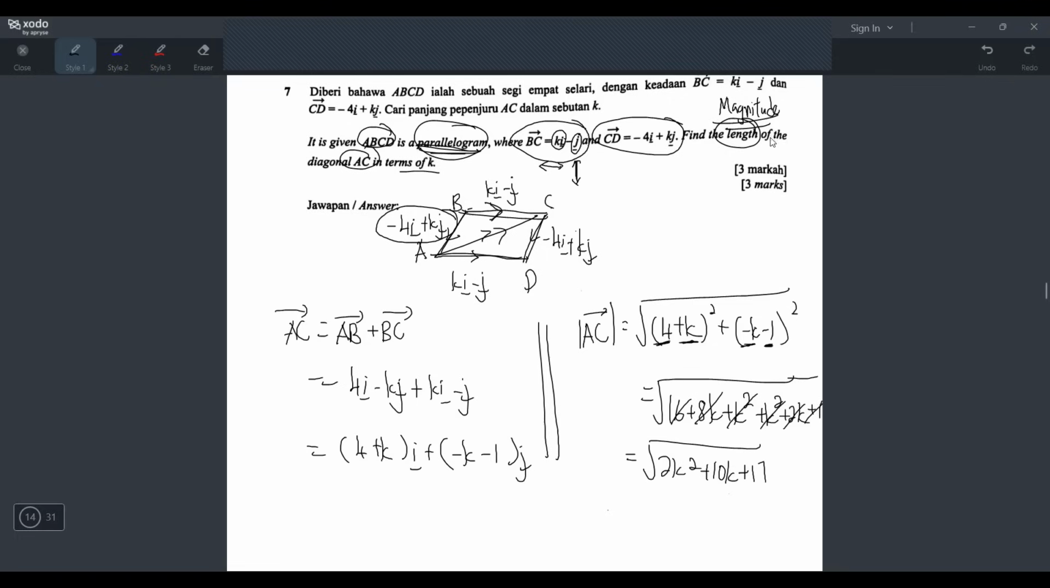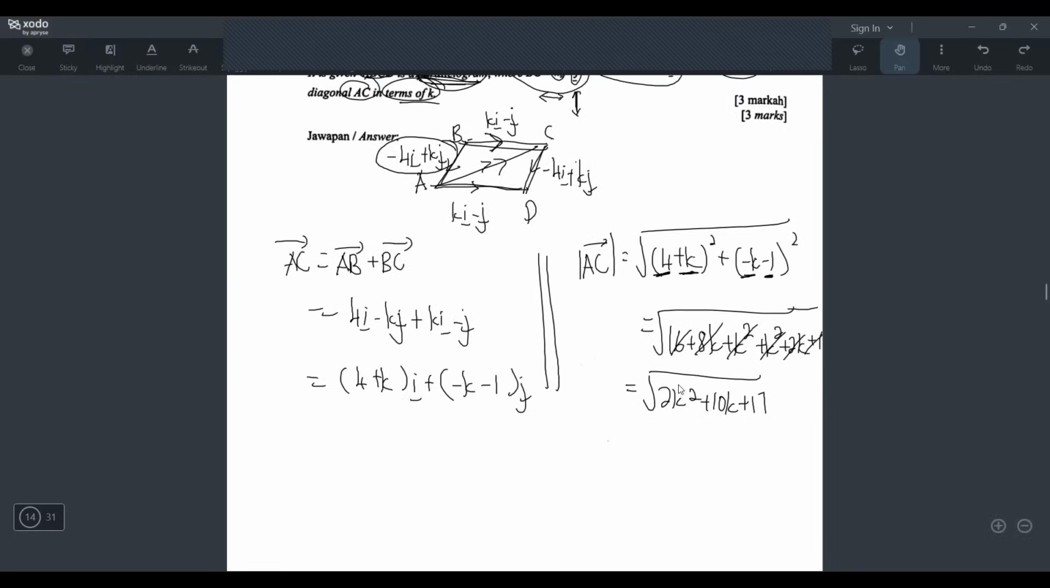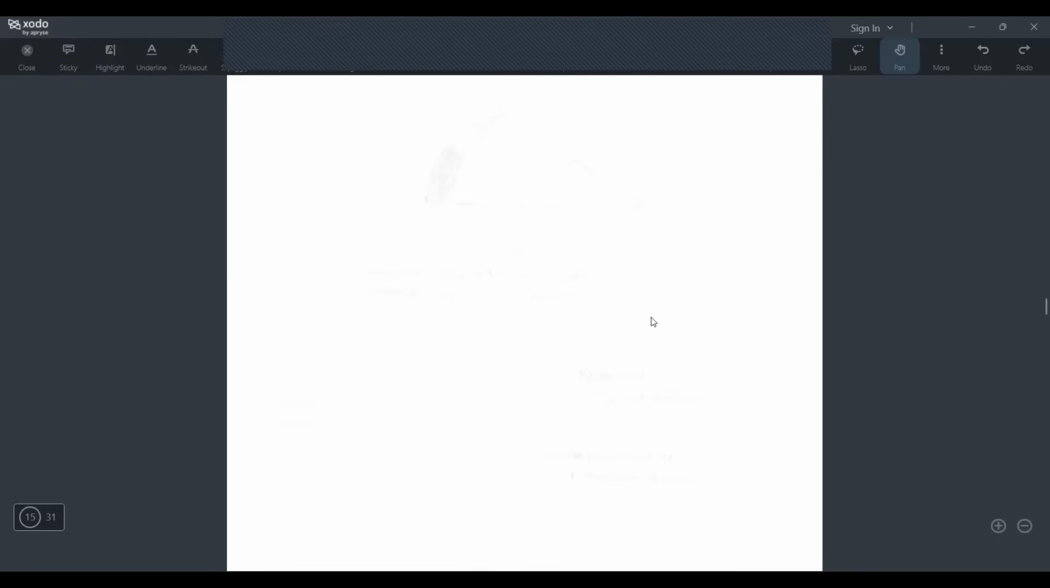Yeah, because they say find magnitude in terms of k, right? And yeah, this is the answer. Because this is the simplest form already. You can't do anything to this. Okay? Even if you can factorize also, I don't think you should do that. So yeah, this is the answer. Okay? So that's all. Yeah, this is the magnitude. Okay, let's continue.